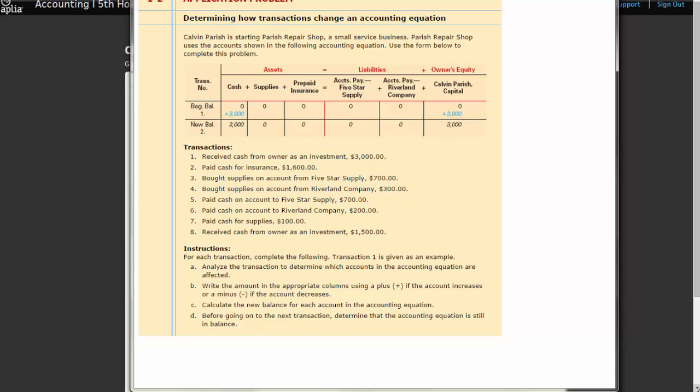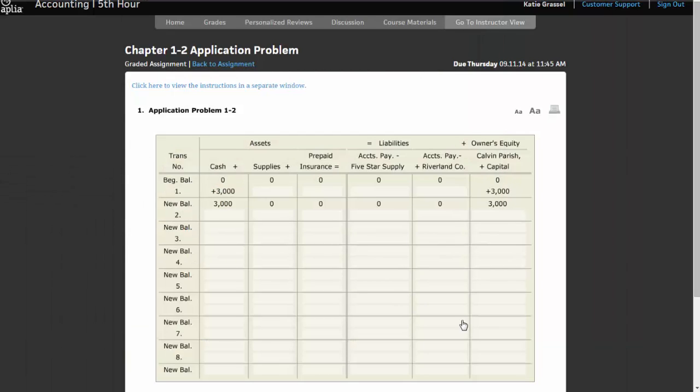The third thing that you have to do is calculate a new balance for it, which is why I always went down in a new color and wrote the balance for what was going on. And then letter D, before going on to the next transaction, make sure you determine the accounting equation is still in balance. So transaction number 1 was done for you, receive cash from owner as an investment. So when I look here, transaction number 1, do you see number 1, number 2, 3, 4, 5, 6, 7? Transaction number 1 was done for you.